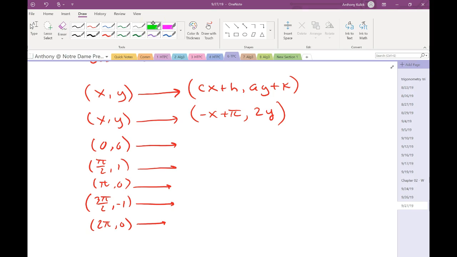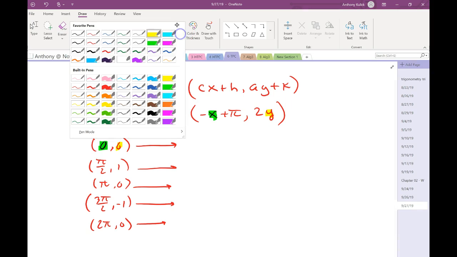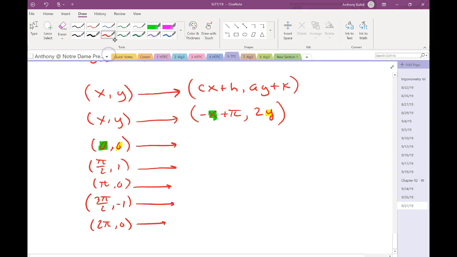So for the point 0, 0, to transform this, I'm going to take 0, my x-coordinate, plug it in for x. And I'll take 0, my y-coordinate, and plug it in for y, and just evaluate. So when I do that, I get the point pi comma 0. Everybody okay with that?